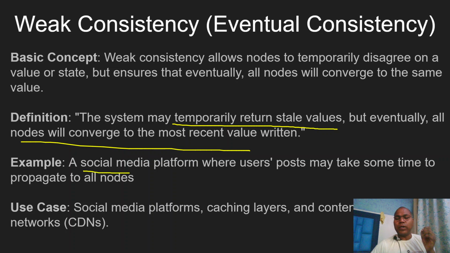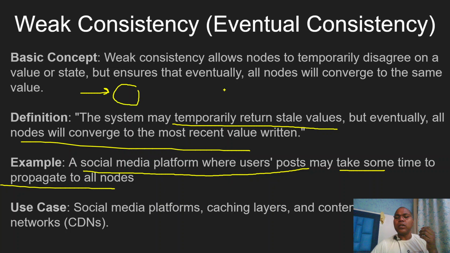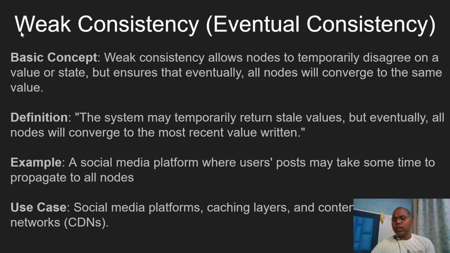Like on a social media platform, a user post may take some time to propagate to all the nodes. Let's say you write one message, and this message is distributed to dozens of nodes, it might take some delay. This is no harm, there is no kind of loss. If my message takes 1 millisecond or 2 milliseconds to reach all my followers, it's not a problem. So in such social media platforms, caching layers, and CDNs, where a little bit of delay is manageable, the data will be consistent, but with some lag.